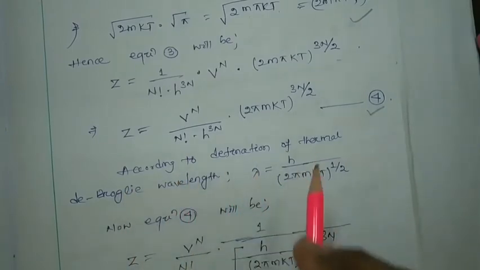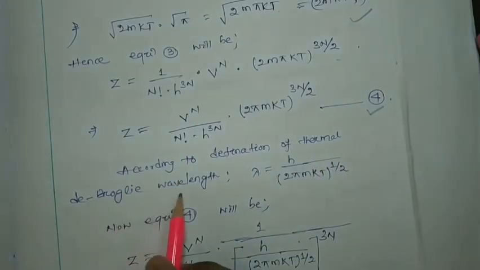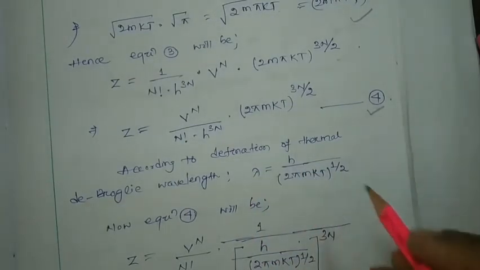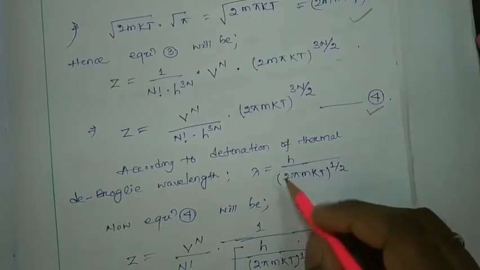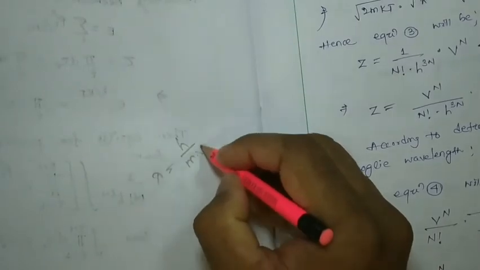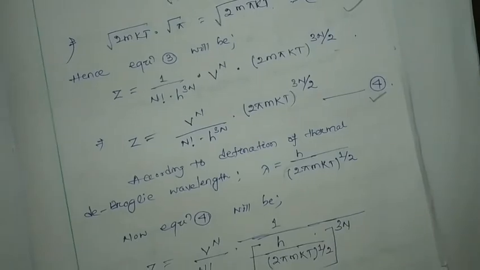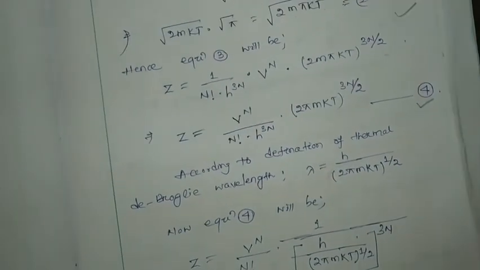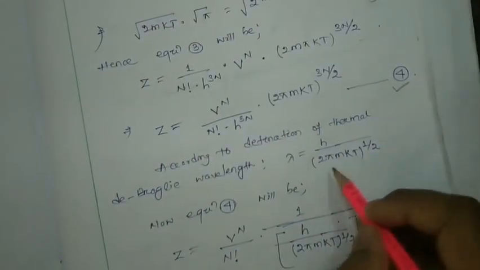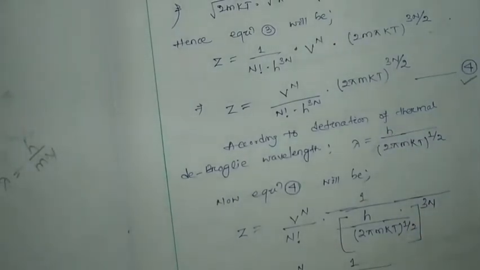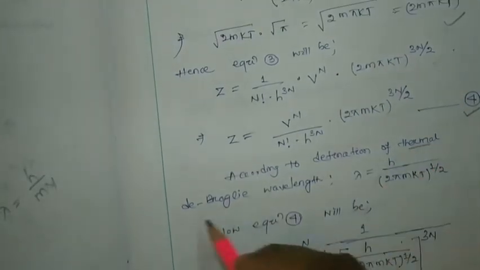According to the definition of thermal de Broglie wavelength, lambda is equal to h by 2 pi mkt to the power 1 by 2. See, this is nothing but the dimension of momentum, and we know that according to de Broglie, lambda is equal to h by m into v, right? Here 2 pi mkt gives you the dimension of the velocity. That means the denominator term is the dimension of the velocity. So this term h by 2 pi mkt represents the thermal de Broglie wavelength.